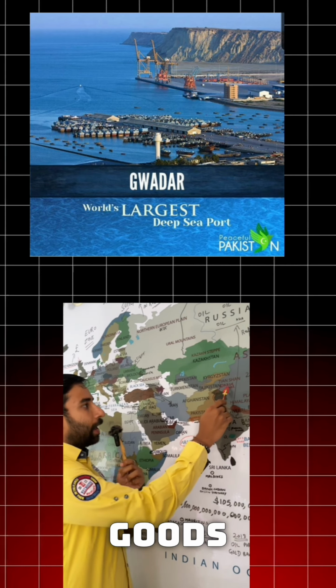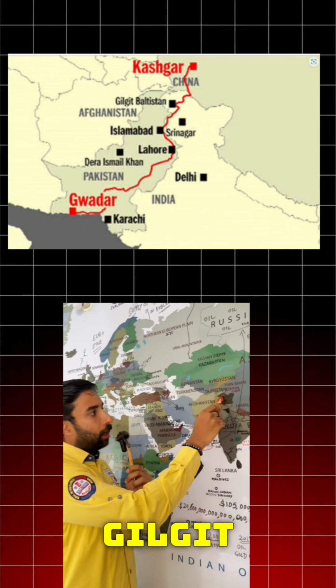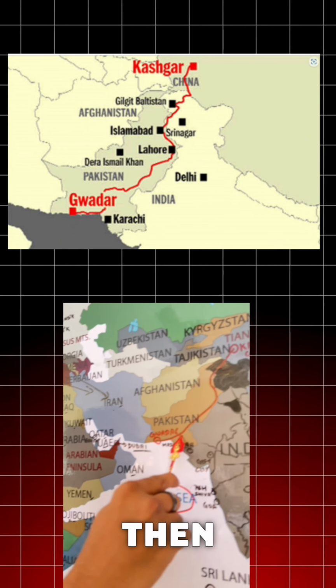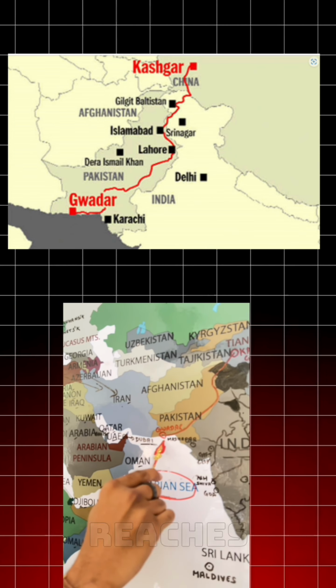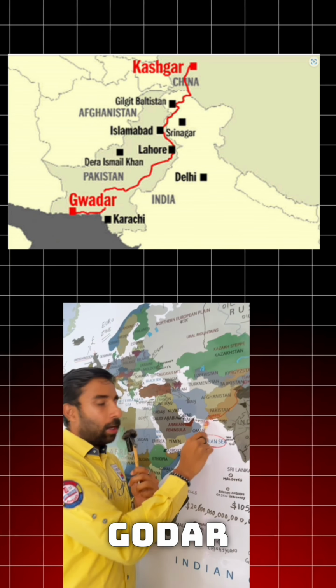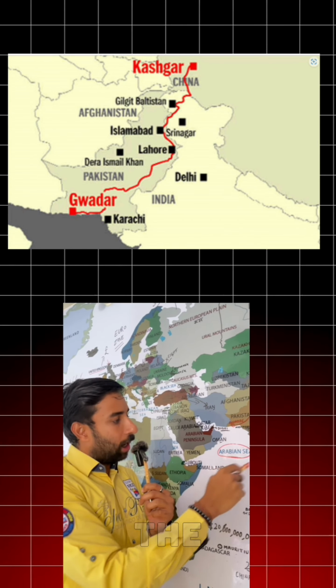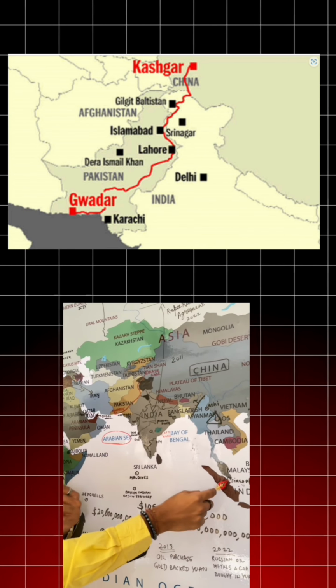Now once the goods exit China, they travel to Gilgit, Pak occupied Kashmir, then Islamabad, then Lahore, and then on the CPEC corridor it reaches Guadar port. Guadar is the bandargah, the port from where China will gain access to the Arabian Sea and reduce the reliance on the Strait of Malacca.